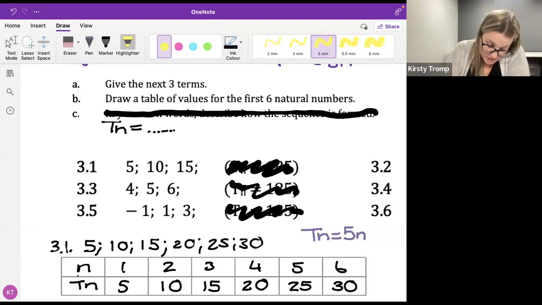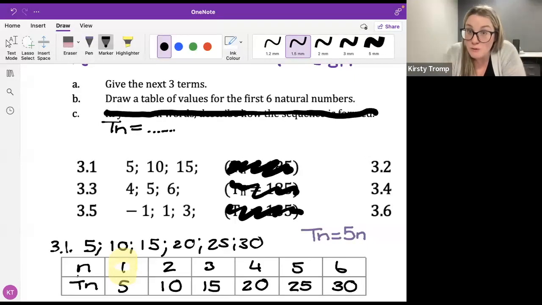Then we start with this first block over here. So n is 1. So we say 5 times 1. What does 5 times 1 give you guys? It gives you 5. Good. So do I need to add anything to that number pattern? Remember on Monday we were adding stuff? Nope. So what's the rule for 3.1? The rule is going to be 5n. So 3.1, I picked the easy one to do for you guys. The rule was 5n.